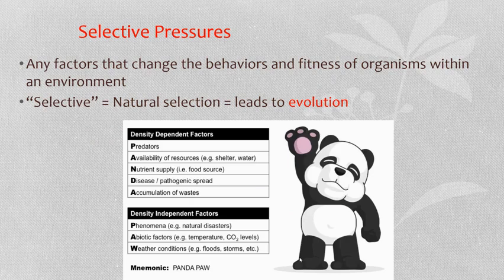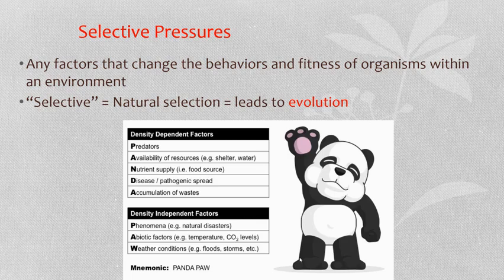Selective pressures are factors that change behaviors and fitness of organisms within their environment. So we call them selective because they tend to be associated with natural selection. And when species are naturally selected, then they will evolve to meet changes in their environment. So as we're going to see, factors that are density dependent, such as predators, which like high densities of prey, shelter or water, tend to have species or individuals cluster around them.